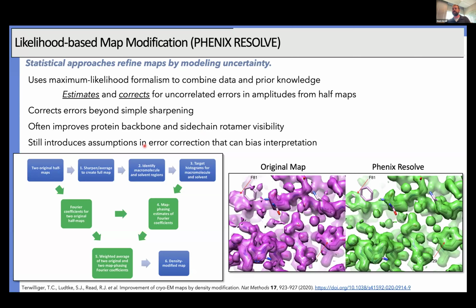overfitting or over sharpening. And so here in the example from their manuscript, you can see the original map where you have some waters, you have nice density for this map. And then as you apply Phenix Resolve, the improvements, for example, for this phenylalanine, you can then see holes in the aromatics, much better side chain density, much better backbone density, leading to better atomic models.